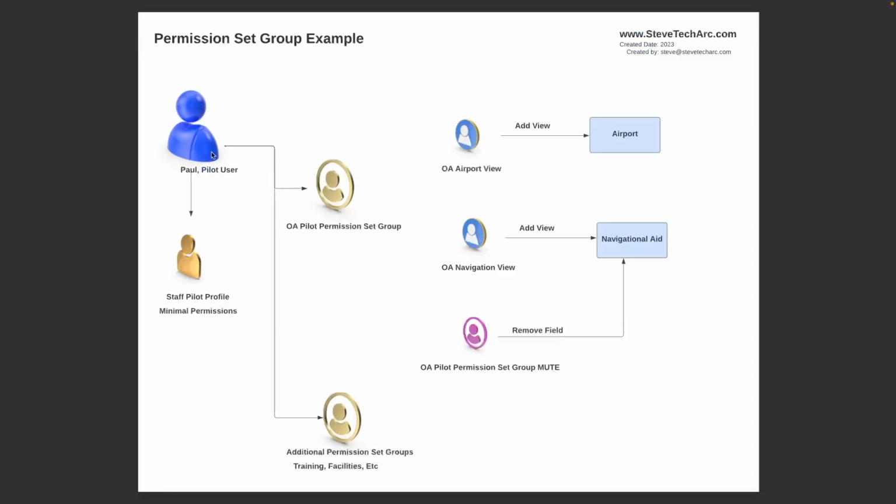So you can see we have Paul the Pilot. We created a stripped down pilot profile. We created a pilot permission set group with two different permissions, adding view access. Could have also added additional read or other capabilities. And then I had the muting, which removed the field. And then I'm prepared to grow my model by adding additional permission set groups around training or facilities. And I have the ability to have these permission set groups expire.